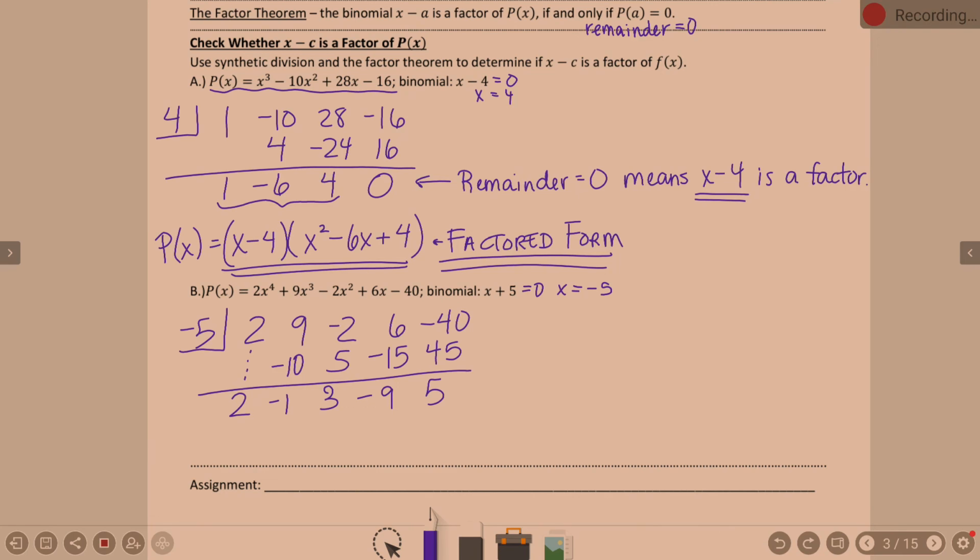What do I know about this problem? 5's your remainder. Just not a factor. Okay. So, because my remainder is 5, or actually what I should say, it is not 0, then x plus 5 is not a factor. And if it's not a factor, can I write it in factored form? Nope. No.